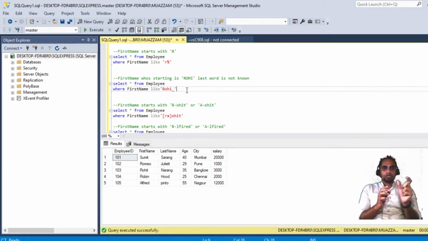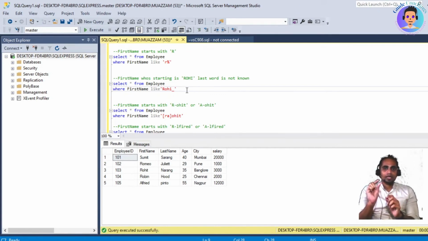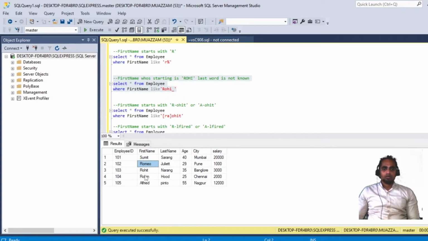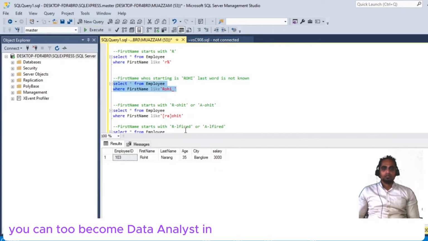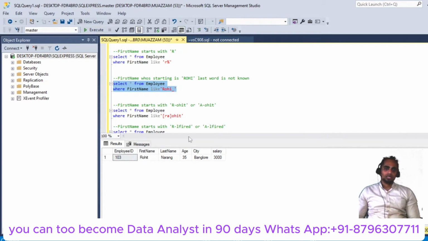So we are aware of a certain part of the word, but we are not sure about the last part, the last character of that particular word. At that time we put underscore, which is for only one character. Keep in mind ROHI. This is the only record. So if I execute this, I will get the result Rohit Narang.